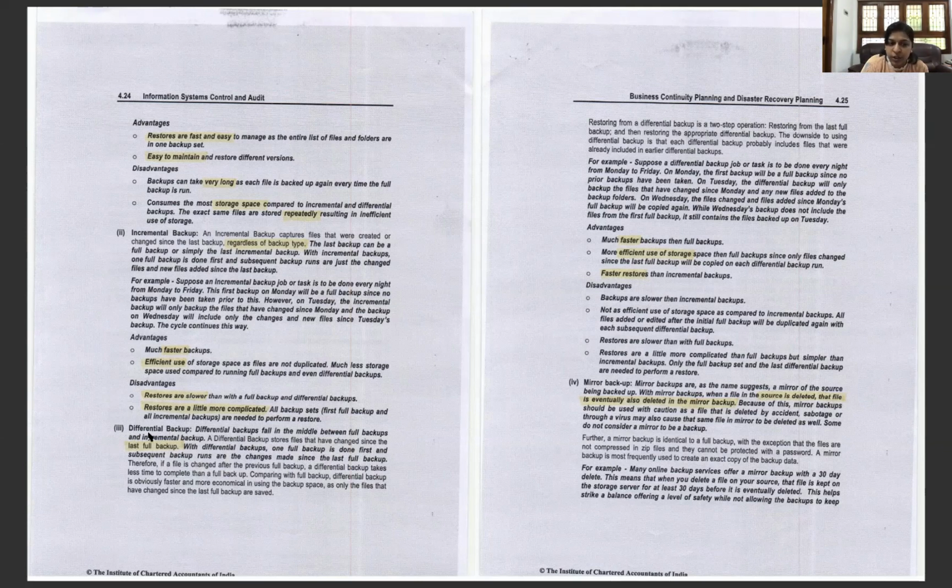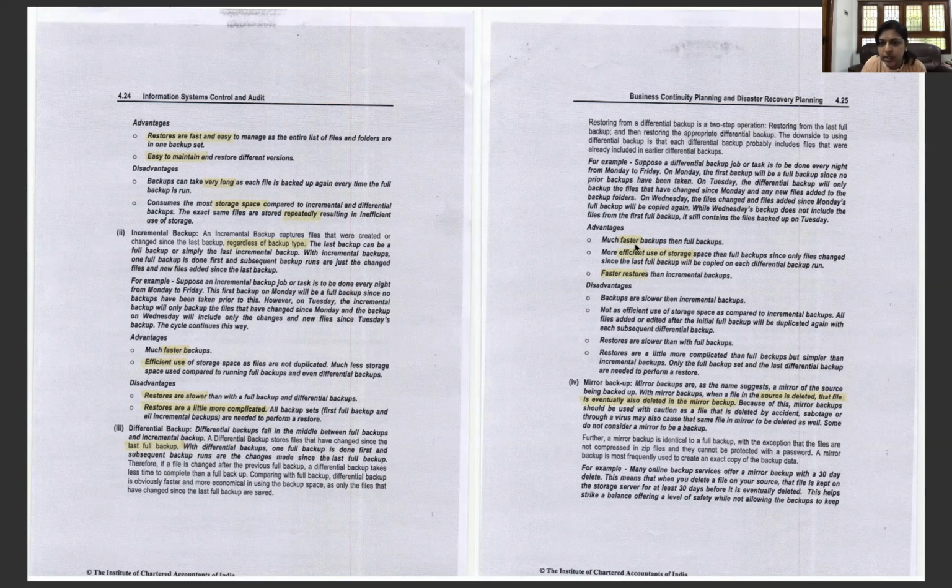Here we have differential backup, which is after the last full backup. With differential backup, one full backup is done first, and subsequent backup runs capture changes made since the last full backup. Full backup is fully backing it up. Incremental backup is from the last backup, regardless of the type of backup, and differential backup is after the last full backup.